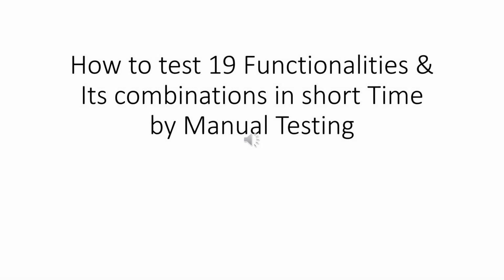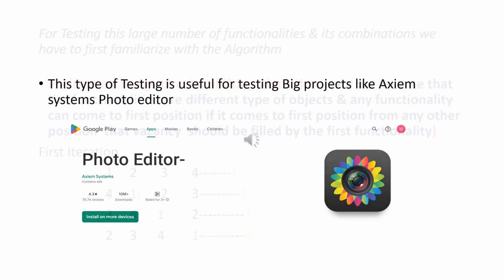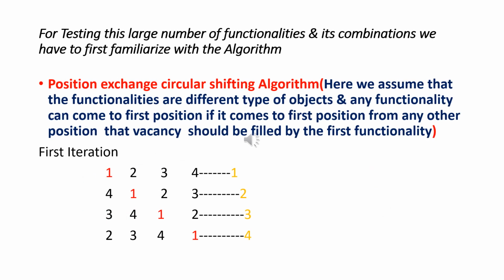Here we are going to test 19 functionalities and their combinations in a short interval of time. This type of testing is useful for testing big projects like Axiom Systems Photo Editor. For testing this large number of functionalities and combinations, we first have to memorize an algorithm. The algorithm is known as the position exchange circular shifting algorithm.